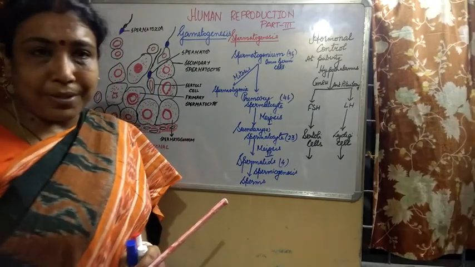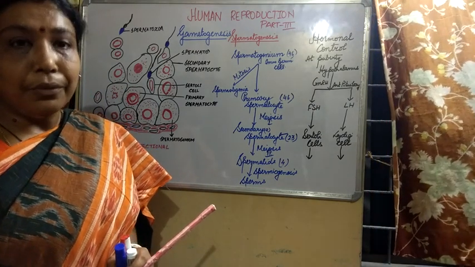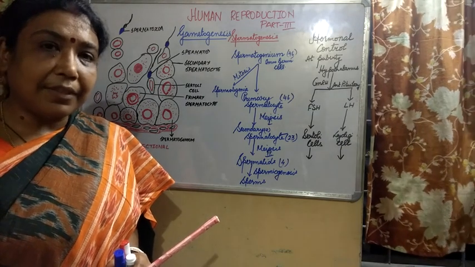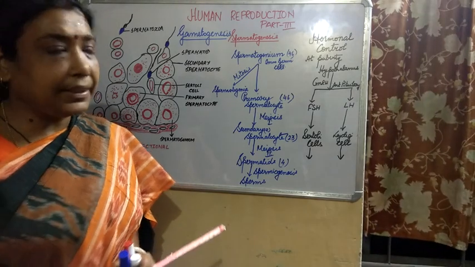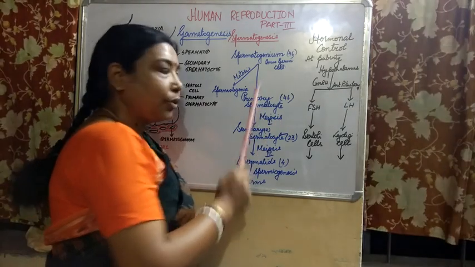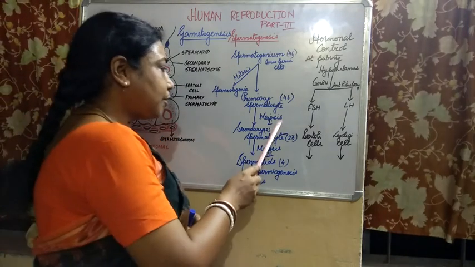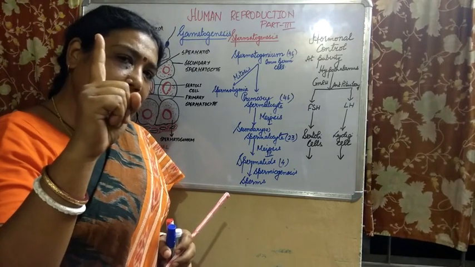Now the process starts, that is meiosis. Because you all know in germ cells, meiosis has to take place, otherwise we won't get the haploid condition of the germ cells. This primary spermatocyte will undergo meiosis 1 and meiosis 2. Consider only one primary spermatocyte.